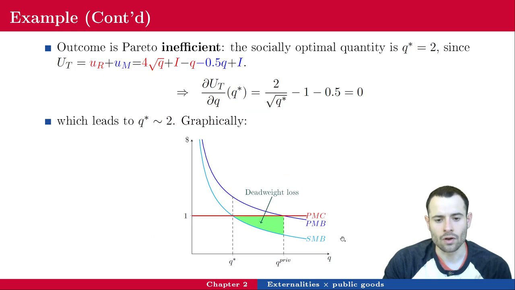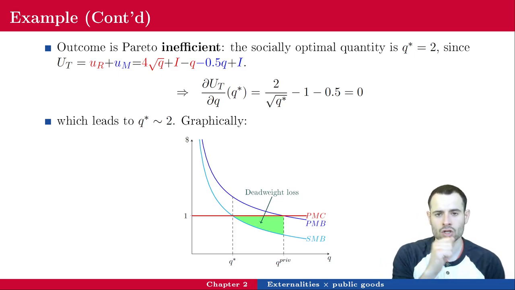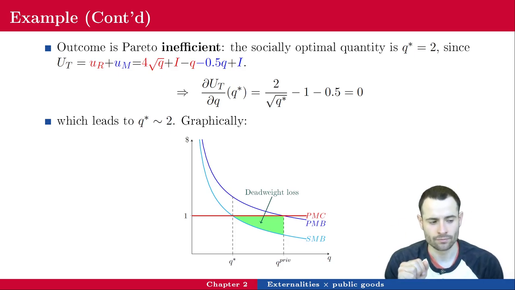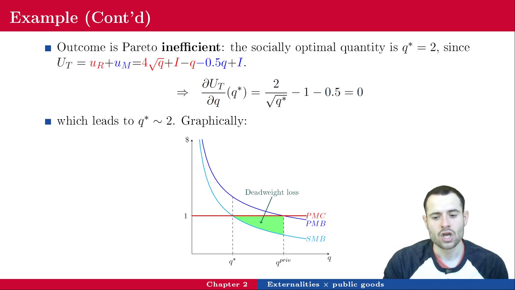I don't understand the question about the case of PMB. Every time you compute a surplus, you have to look at the social curves, because the social curves take into account everyone. Not just Rick, not just May, but both together. And this is what we look at. So every time you have to compute a surplus, you have to consider the social curves.